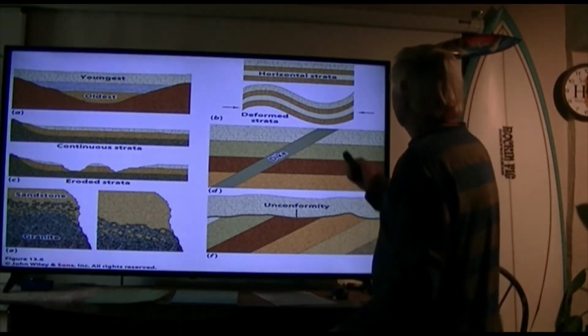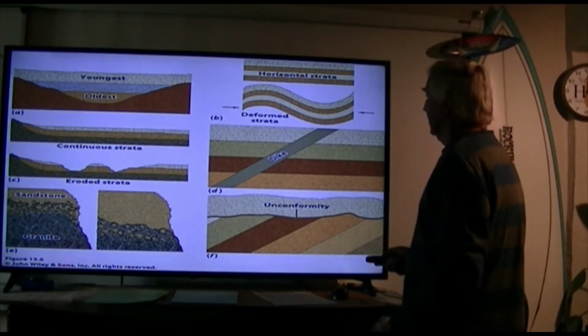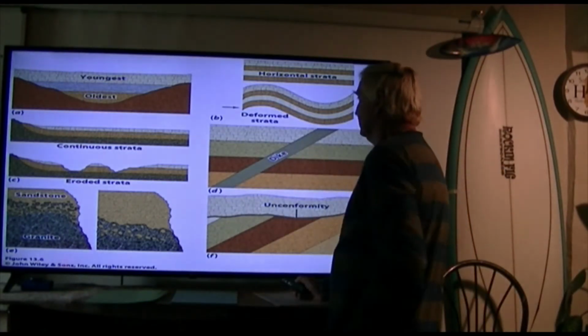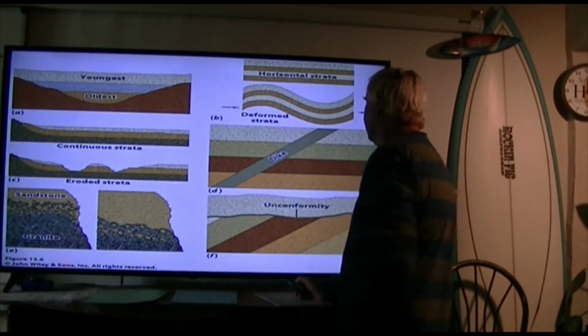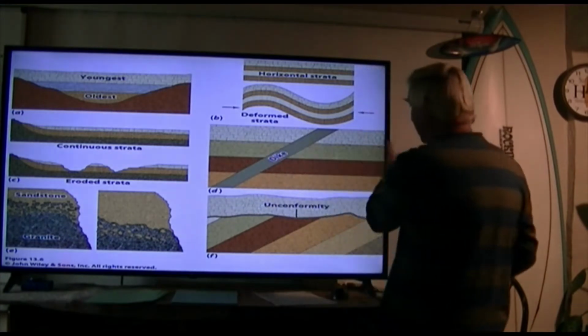We see strata that is compressed and deformed into anticlines and synclines. We often see geological strata that's intruded by igneous rocks. Either can form a sill or a dike. A dike cuts across bedding. A sill cuts with the bedding.